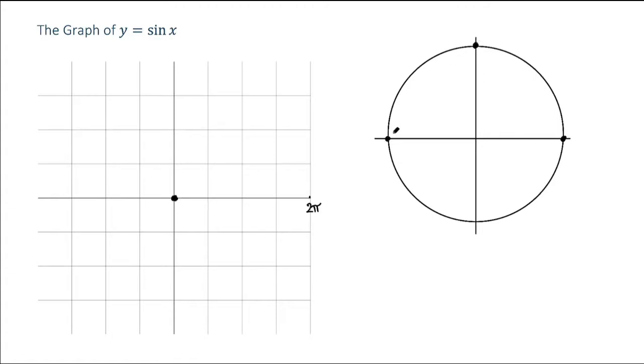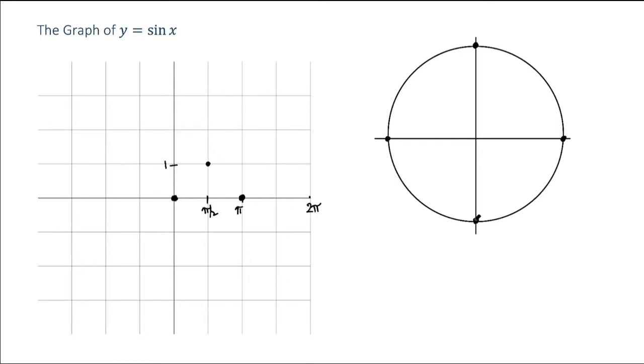Now, there are a few easy points. The axis points are really easy. So at this angle of pi over 2, our y-coordinate is up at 1. So pi over 2, which will be right here, the y-coordinate will be 1. And then I come down here, and this is an angle of pi. And at pi, the y-coordinate is 0. So here at pi, the y-coordinate is 0.